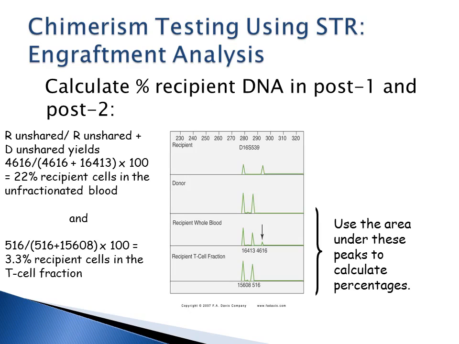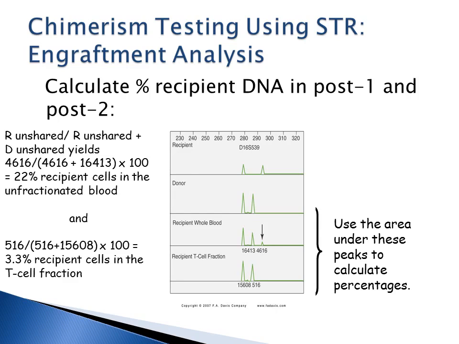So here's an example to calculate the percent recipient DNA in the post 1 and post 2. So you have recipient at the locus D16S539, and you have the donor. You have the recipient's whole blood after transplant, and you have the recipient's T cell fraction. So the area under the peaks is used to calculate the percentages. These are your fluorescence units, and you could see the number underneath the post peaks.